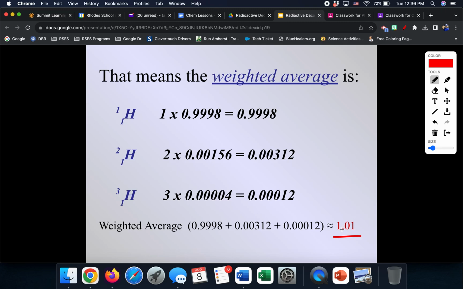Notice it's almost 1 because 99.98% of them are. So the weighted average means almost anyone you're going to find is going to have 0 neutrons and 1 proton.